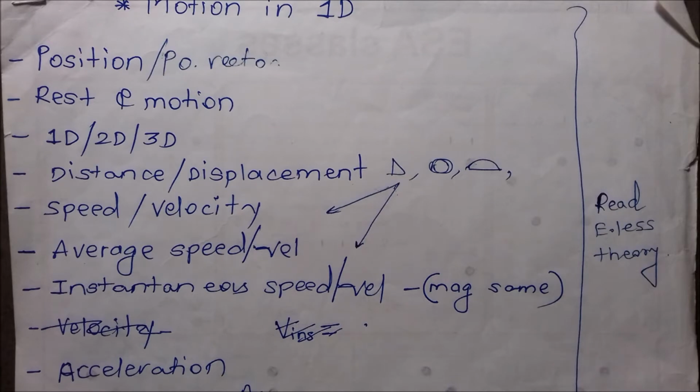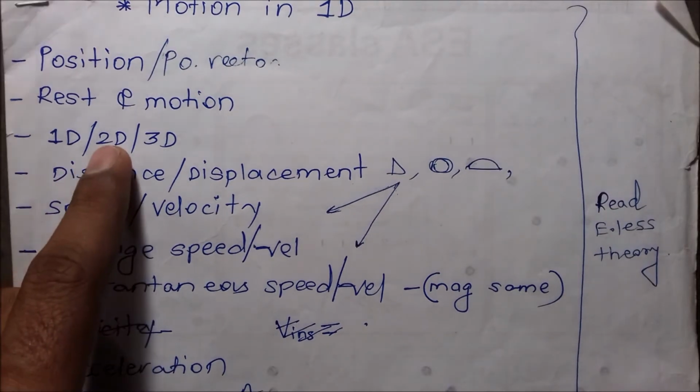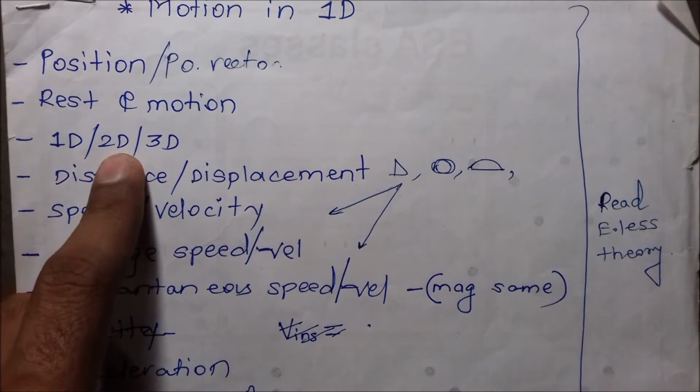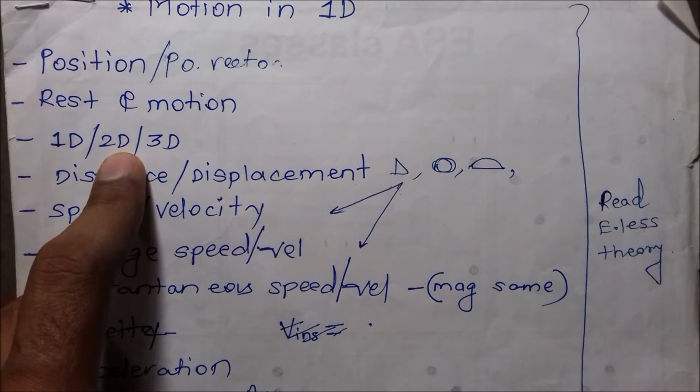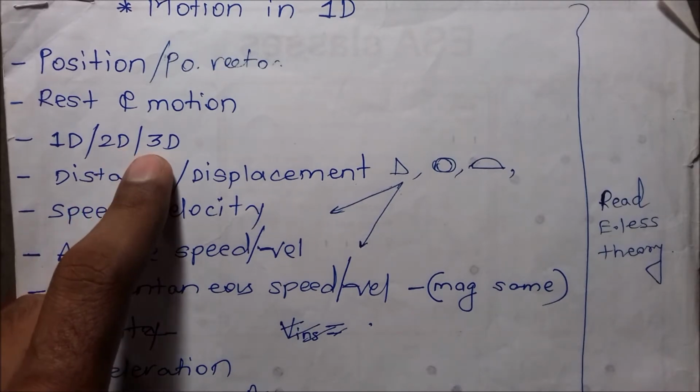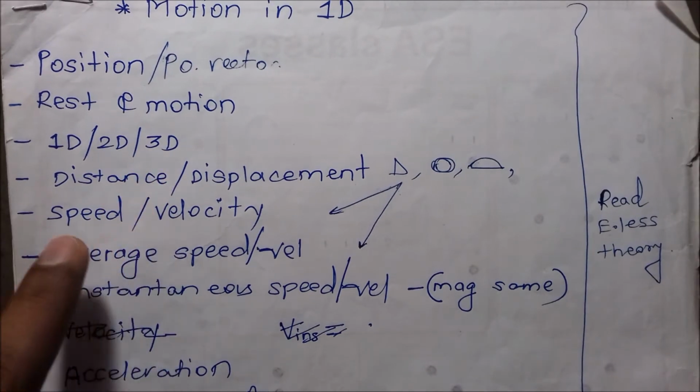Then motion in one dimension means only one coordinate changes. Motion in two dimensions means two coordinates change. Projectile motion and circular motion are motion in two dimensions. If x, y, z all three coordinates are changing, then motion is in three dimensions.